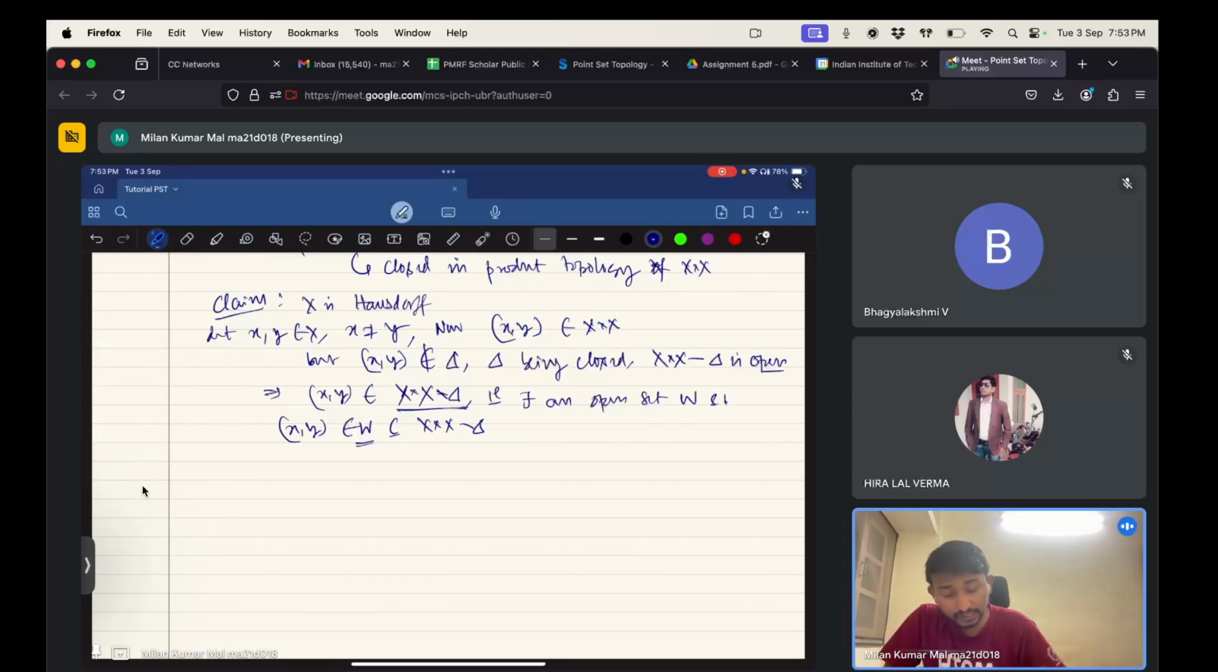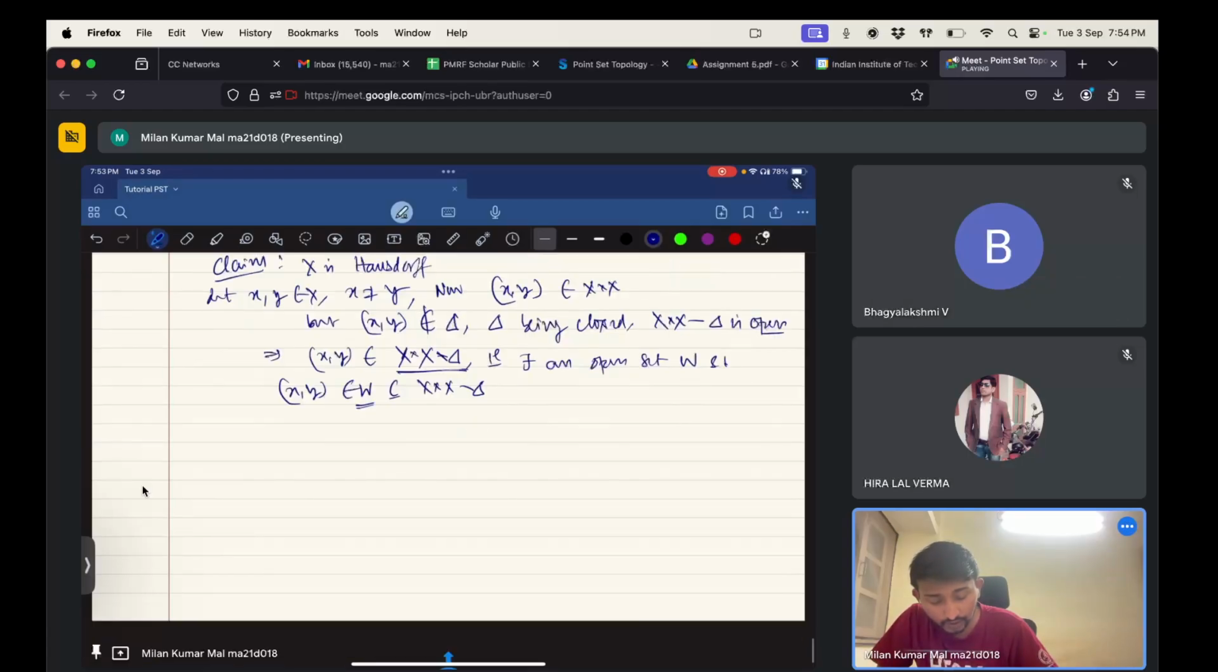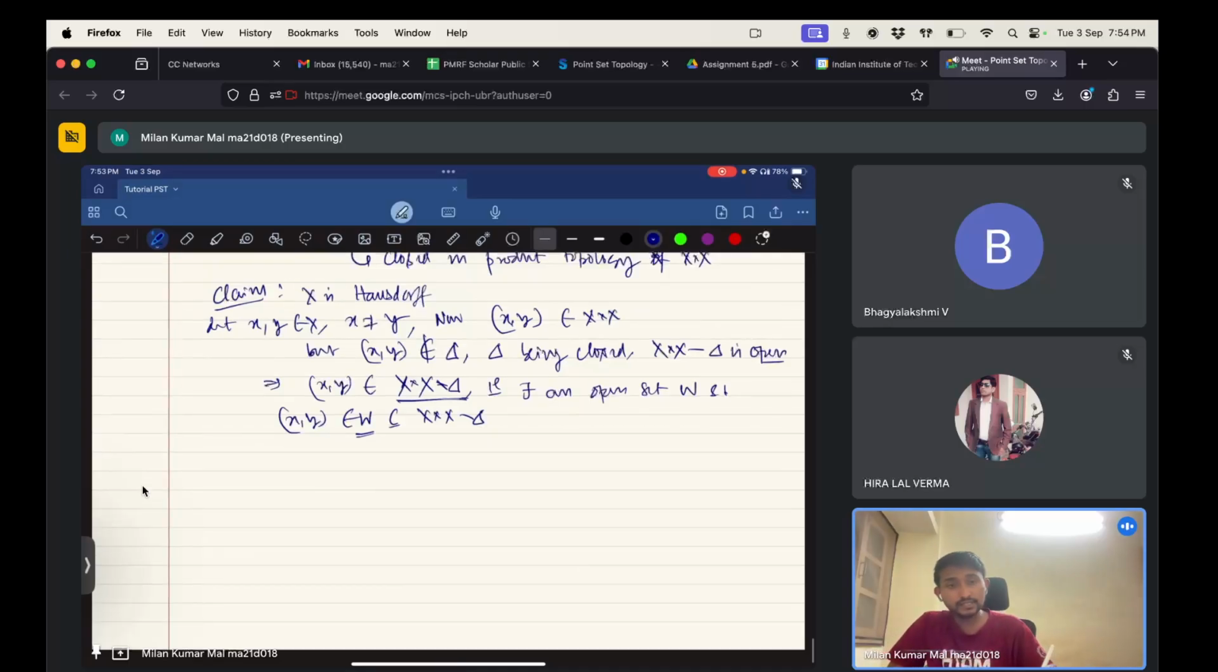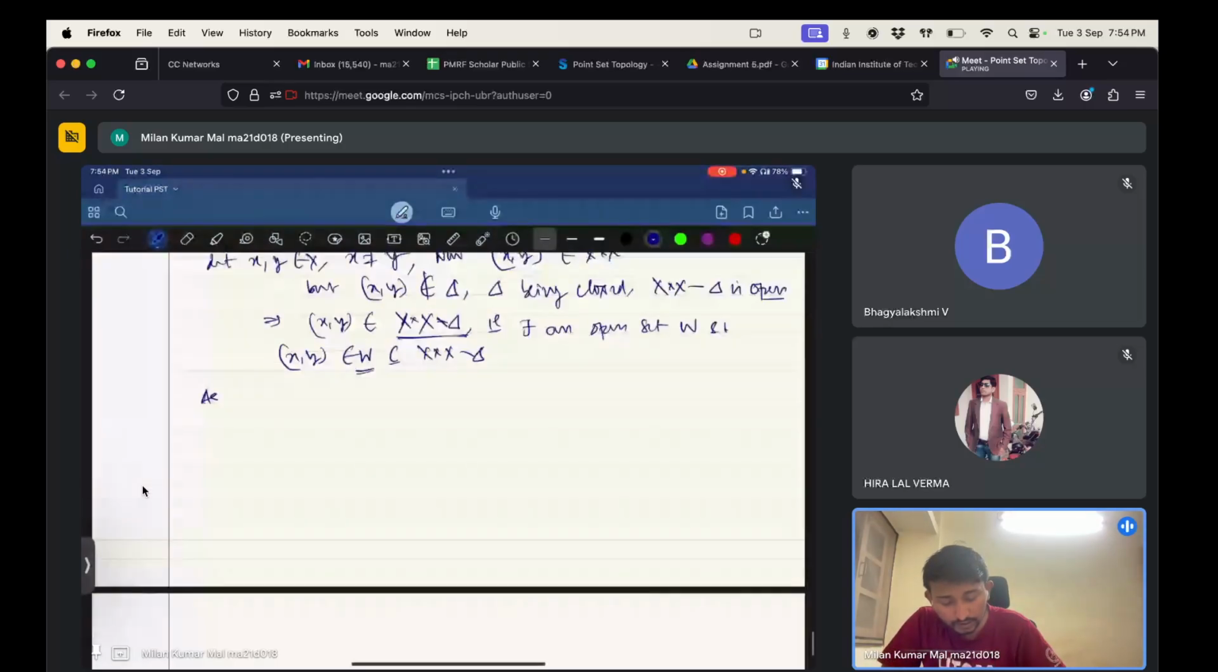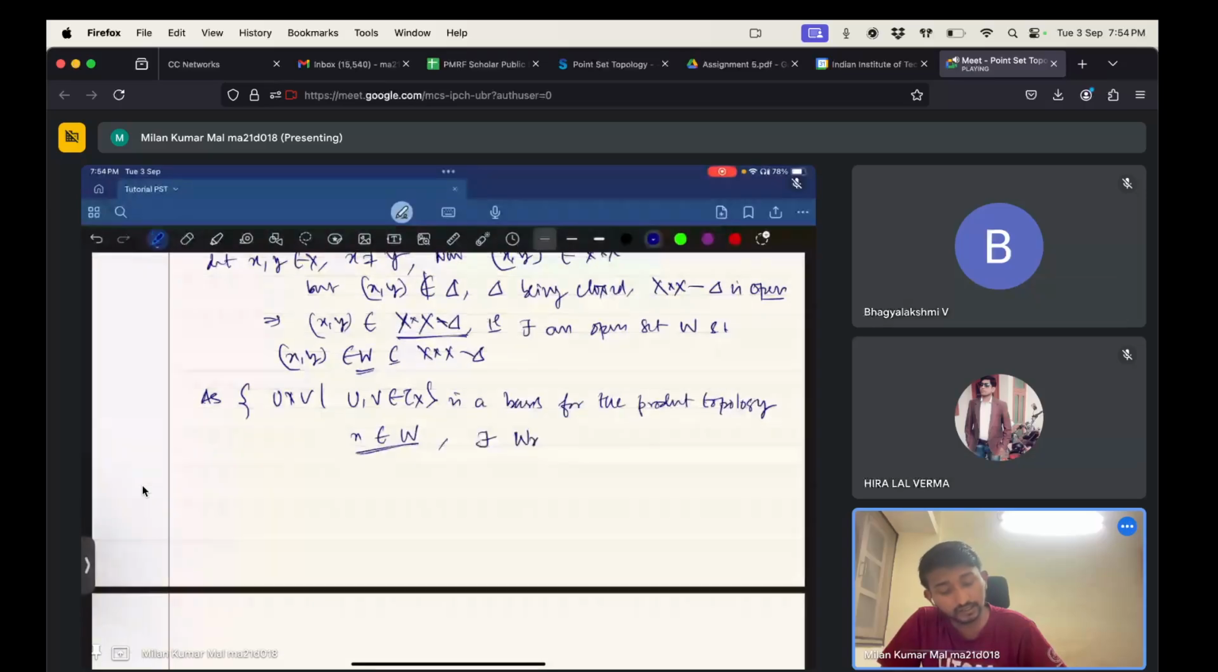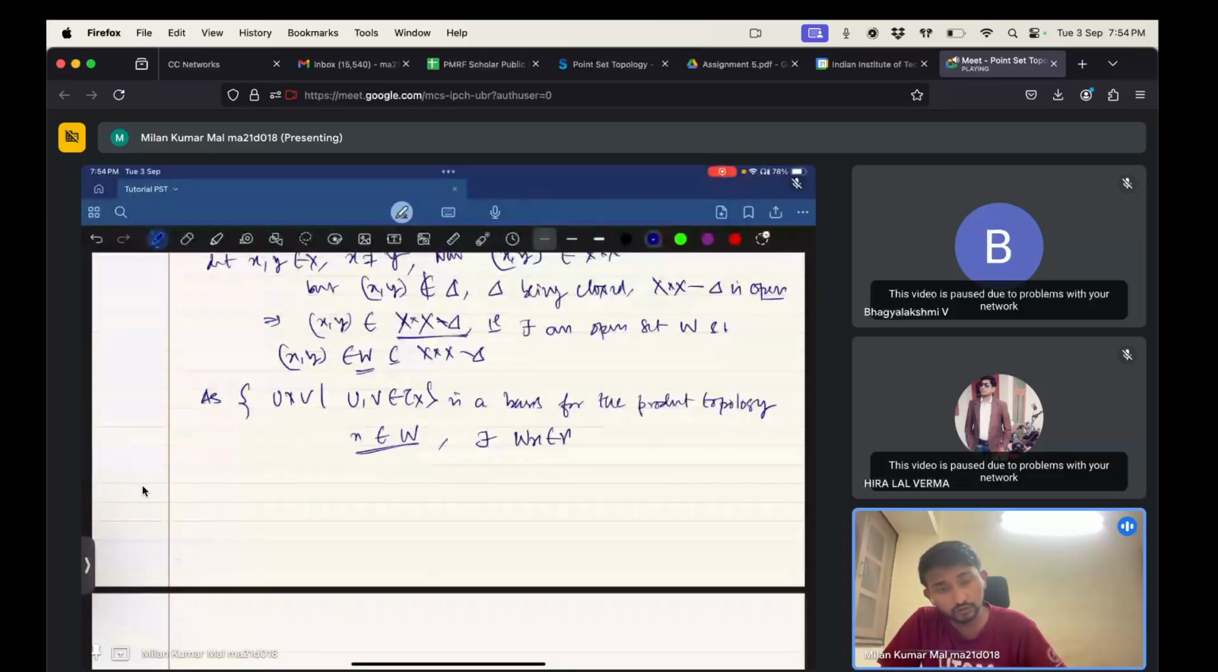But by basis, this particular collection U cross V, where U and V are coming from tau of X, is a basis for the product topology. And what the definition of basis says is that if I have a point contained in an open set, then there exists a basis element coming from the basis such that the point is contained in the basis element, which is contained in W. Okay, so that is the thing we already know.